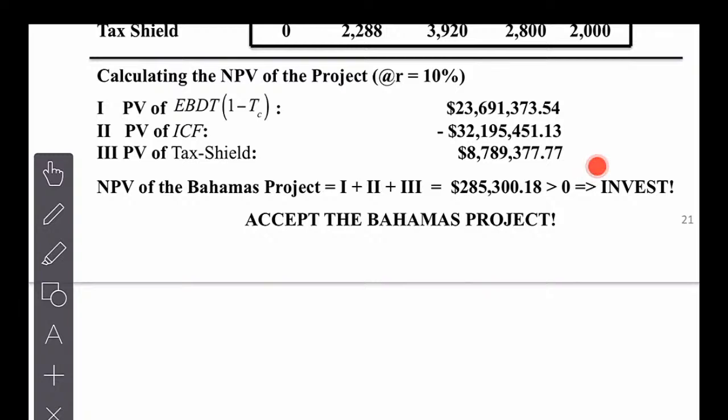And these are the tax shields. We save almost $9 million in taxes because we're able to depreciate for wear and tear of the planes and claim that on our taxes. All right. That's it. Put it together. It's a positive. You should invest and accept the Bahamas project.